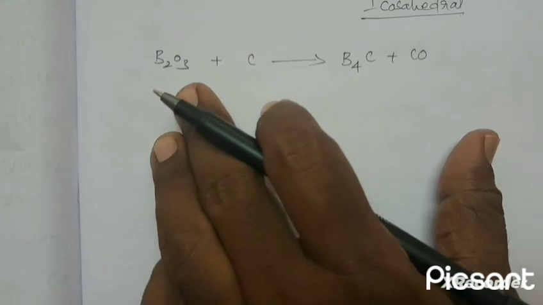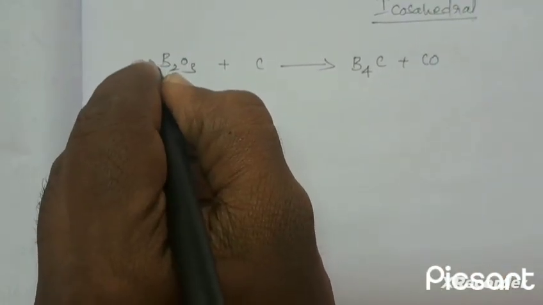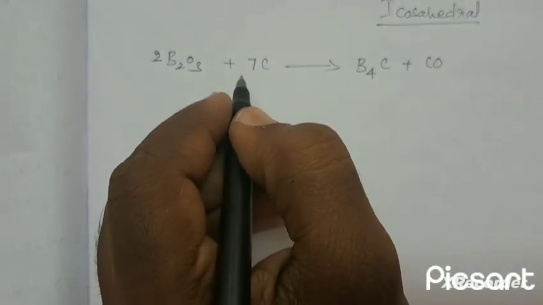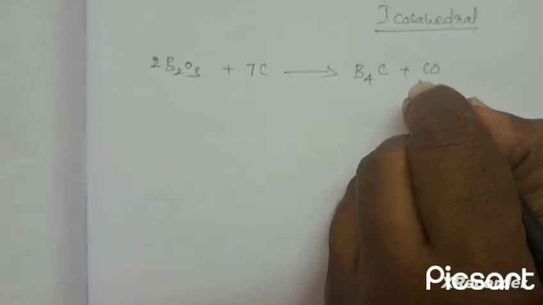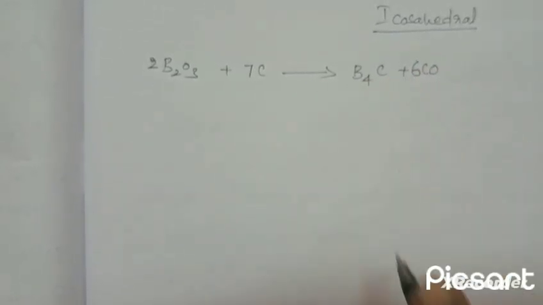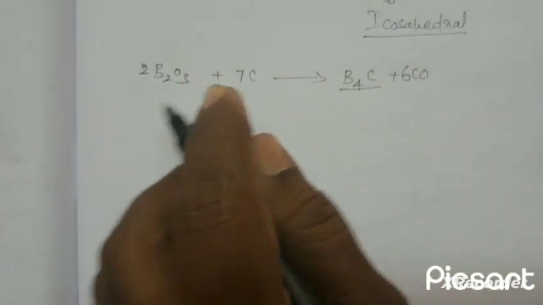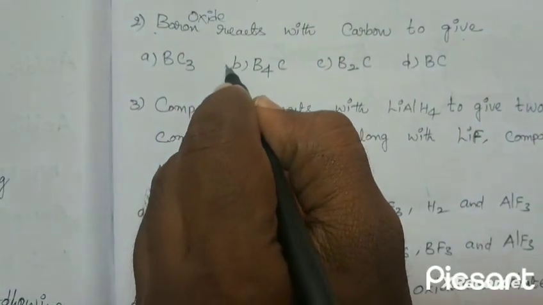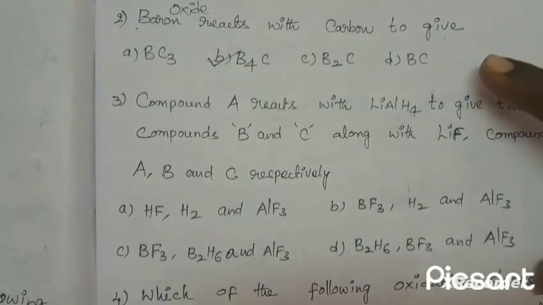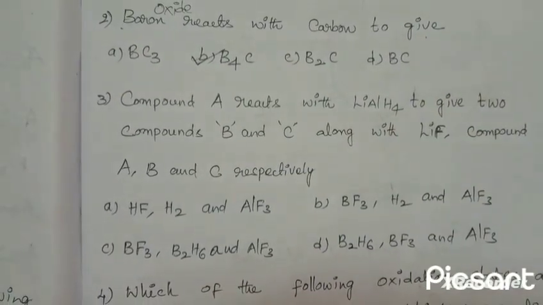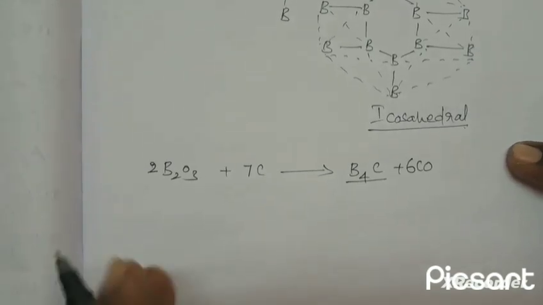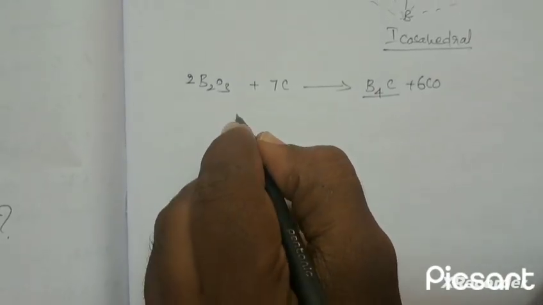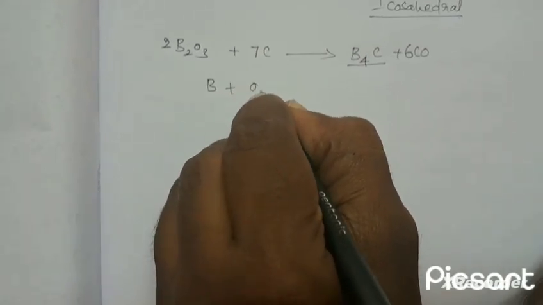To balance the equation, you can take 2B2O3 and 7C, then it makes 6CO and B4C. So the correct answer, you can see from the options, option B is the correct answer for boron oxide reacts with carbon to give B4C. Along with that, some other important equations are there for boron. Boron reacts with oxygen.